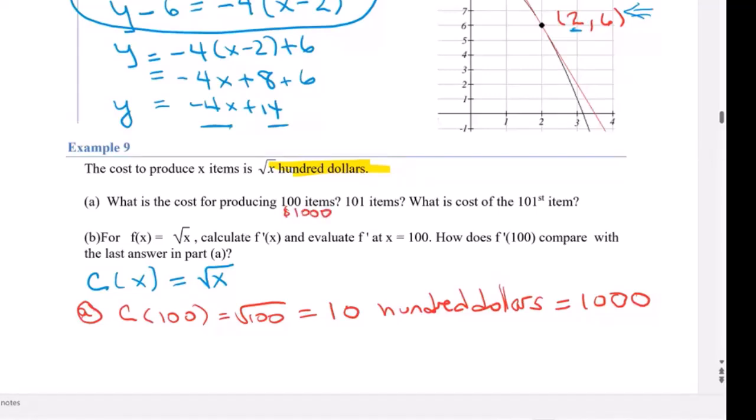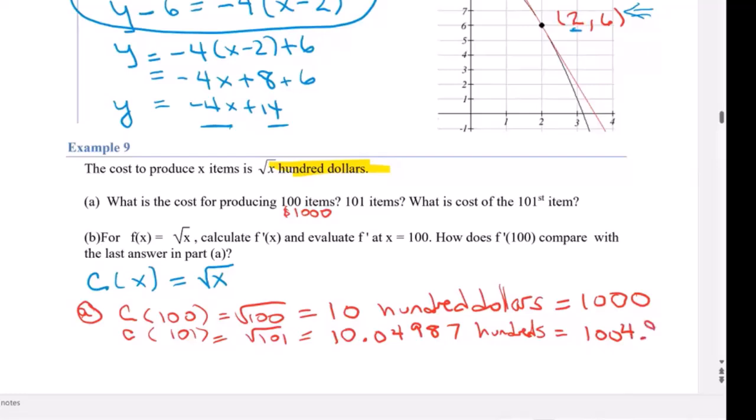The cost for producing 101 items, the square root of 101 is 10.049887. I'm going to stop there. Times $100, right? Which is equal to 1004.9. And if we're talking about money, we have to round it to 2 decimal places.